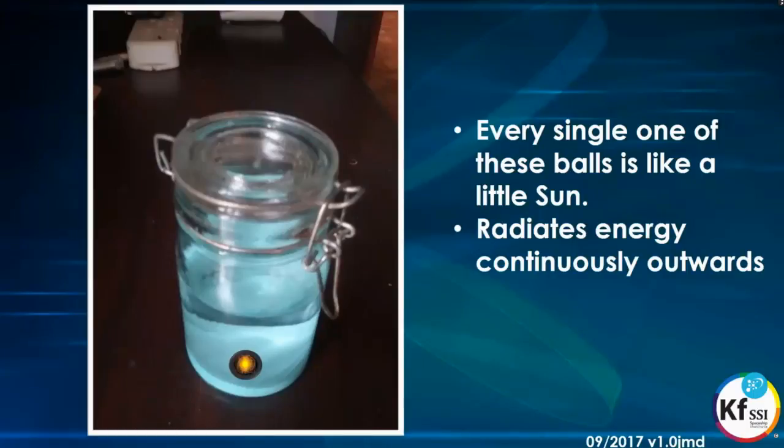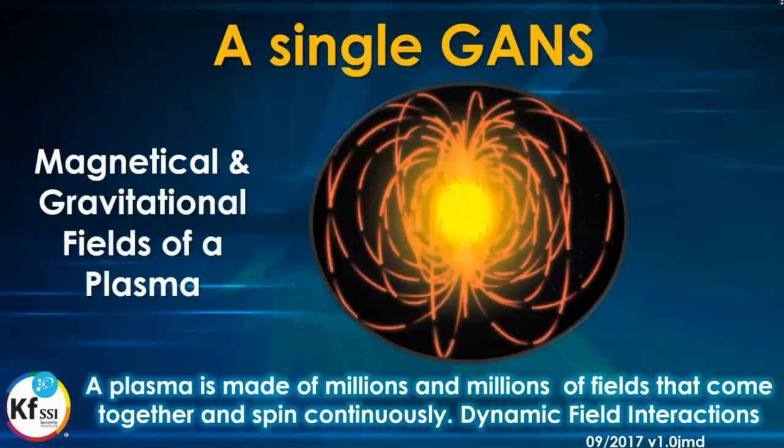And if you view these little Gans as tiny little magnets, as we showed in the beginning video, as round, three-dimensional, that's essentially what each one of those little Gans plasmas that we make is, a single Gans with Magnetical and Gravitational fields, because the fields are flowing out and the fields are coming back in. And each one of these is made of millions and millions of fields that come together and spin continuously, creating a dynamic field interaction. So that's what our little Ganses are that we make in our bottles. And each one is radiating continuously.